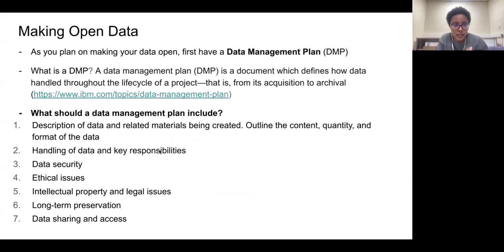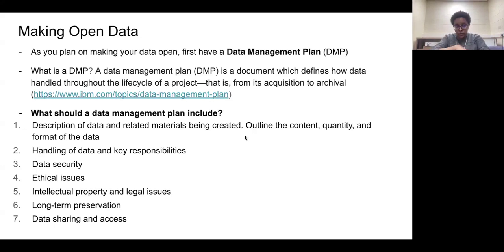Now we switch gears and go into making open data. The first plan always, when you're thinking about making your data open, is having a data management plan. A data management plan is a document which defines how data will be handled throughout the life cycle of a project. It's usually the first thing you do. Just like you have a research plan, you always have your DMP. Before you start collecting data, it's advisable that you have this already set up.